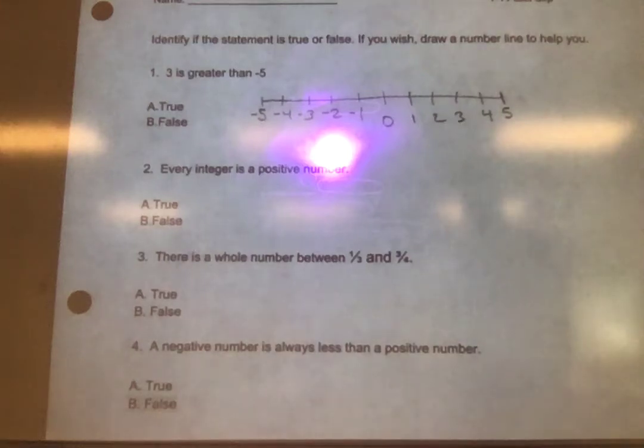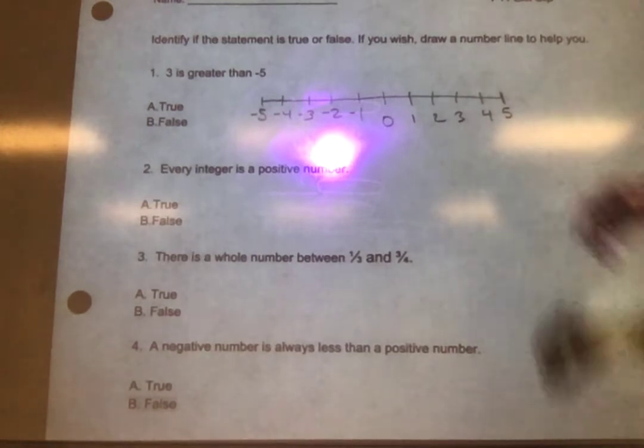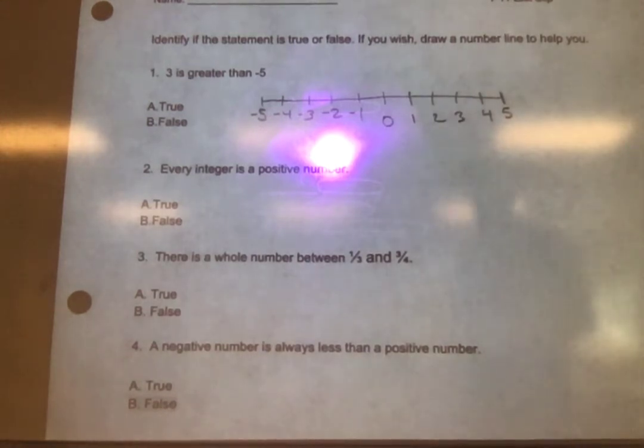Okay, we're going to run through the answers here for exit slip 111. We're supposed to identify if the statement is true or false, and you can draw a number line to help you if you wish. So I've done that on number 1. Go ahead and take the time right now to draw that so you know that's an option.